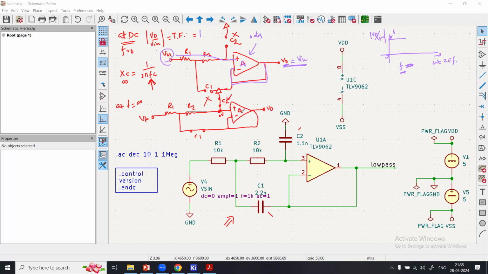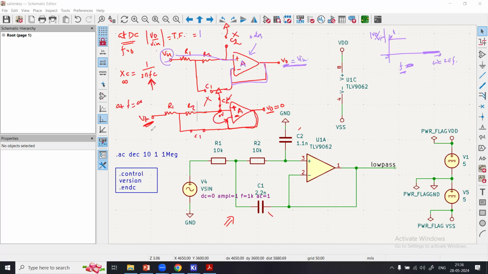The amplifier gain is very high. Therefore, the voltage at both the positive pin and the negative pin should be at the same potential. Due to virtual short, this 0 volt comes here. The 0 volt is nothing but the output. So the output is 0, and therefore output divided by input is 0. At a very high frequency, the output is 0, the gain is 0.